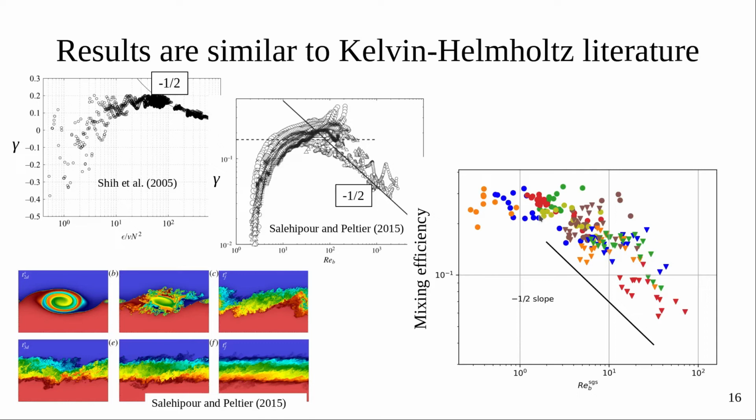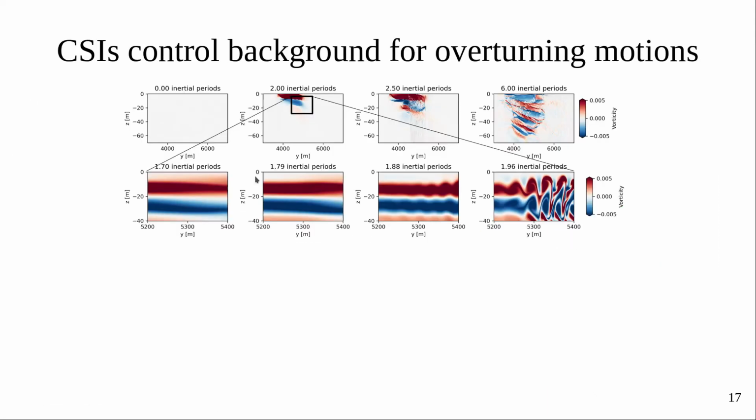We just couldn't reach low enough buoyancy Reynolds numbers to get to this tail portion on the left-hand side, where results monotonically increase with increasing Reynolds number. But everything else is there. So how do we interpret these results?